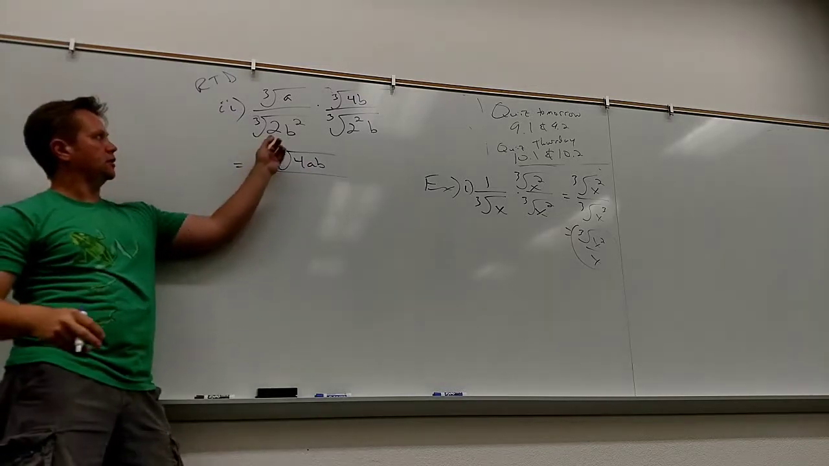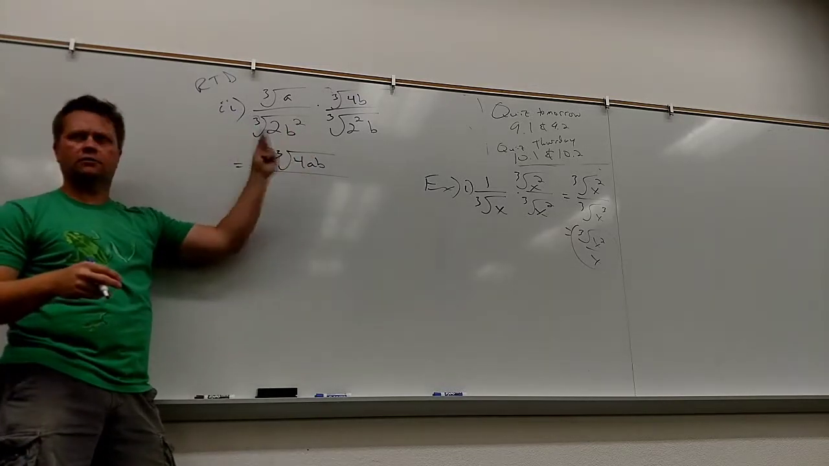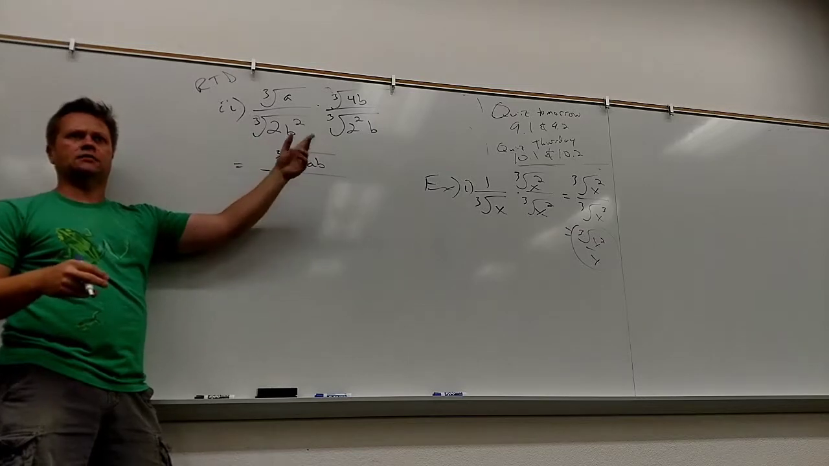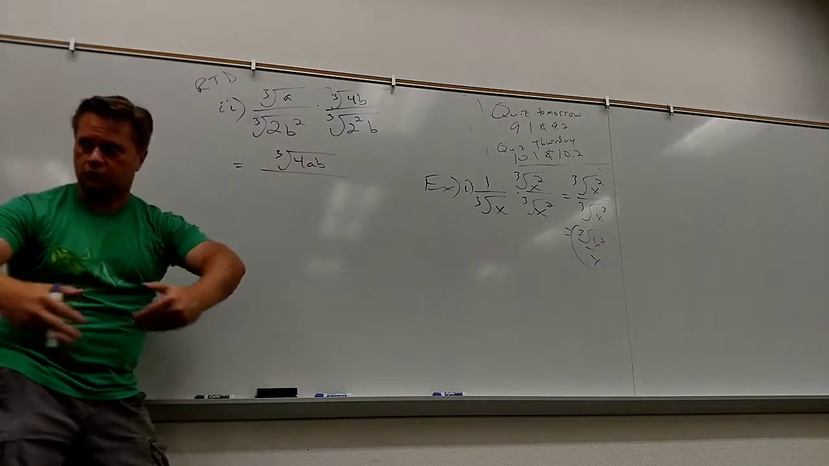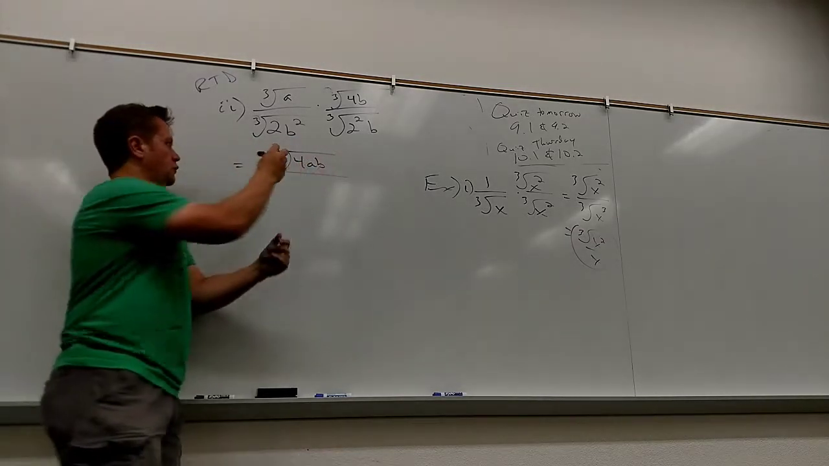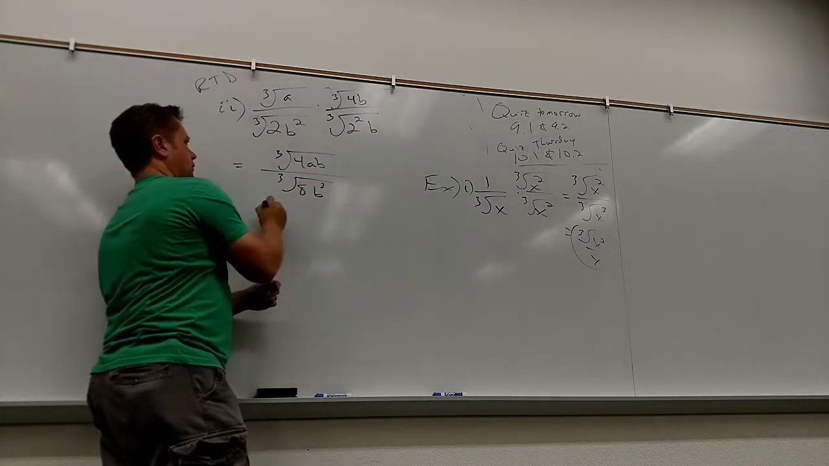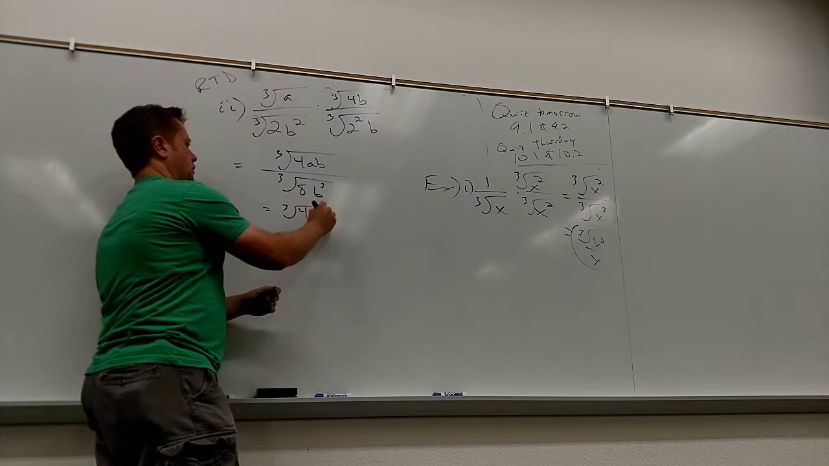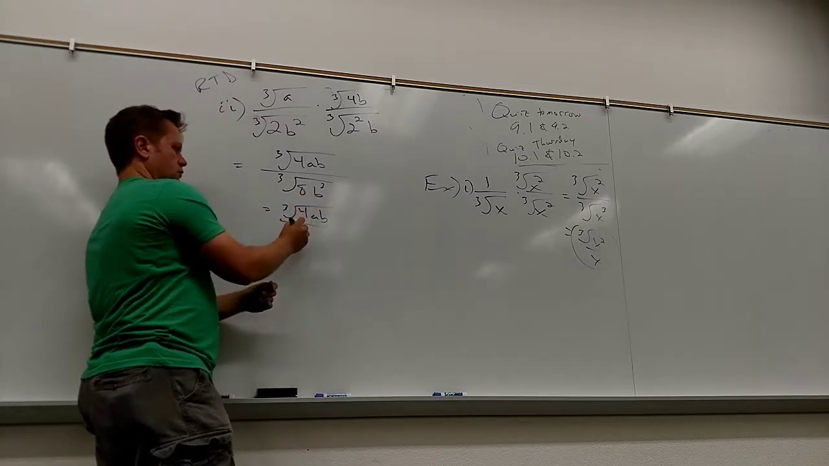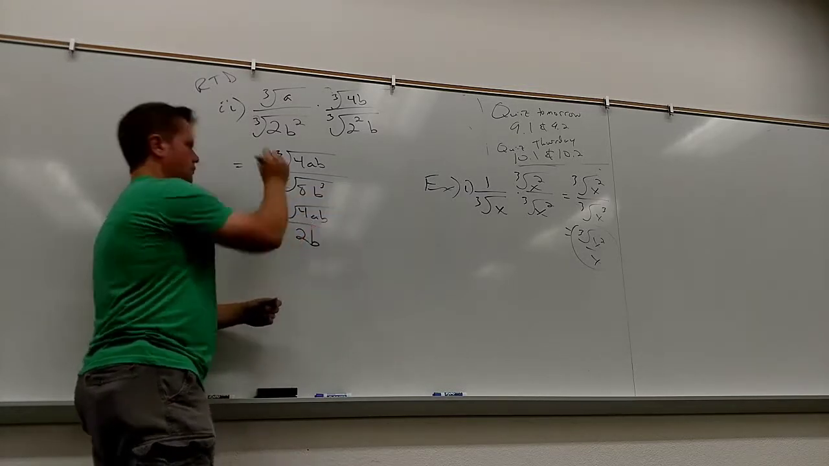On the bottom, we designed it. Some of you will be able to just get there. We designed it so it's going to come out to be 2b. If you want to see it, it's the cube root of 8b cubed. But of course, the cube root of 8 is 2, and the cube root of b cubed is b.